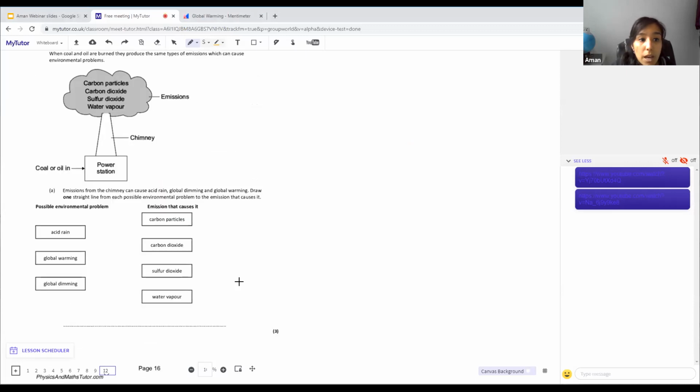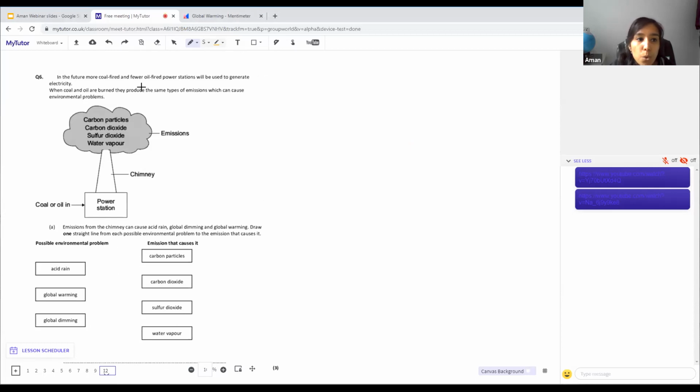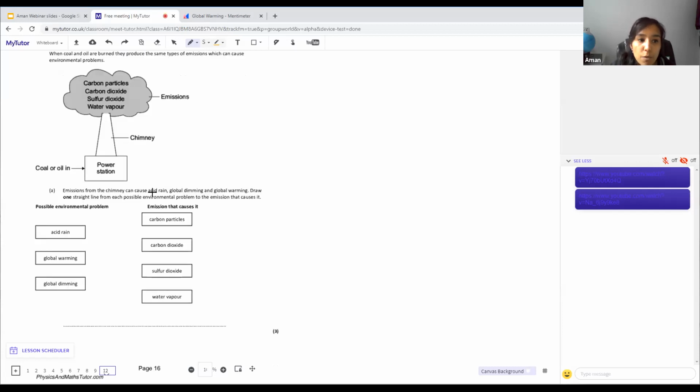So this is one of the kind of typical questions about atmospheric pollutants. So in the future, more coal-fired and fewer oil-fired power stations will be used to generate electricity. When coal and oil are burned, they produce the same types of emissions which can cause environmental problems. Emissions from the chimney can cause acid rain, global dimming, and global warming. Draw one straight line from each possible environmental problem to the emission that causes it.